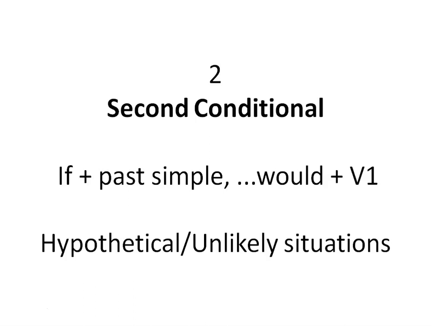So what is this second conditional? In which circumstances, in which conditions do we use these kinds of sentences? Second conditionals are used in hypothetical or unlikely situations, situations that are not going to happen. In those kinds of situations, we use second conditional. Let's understand it better with examples.